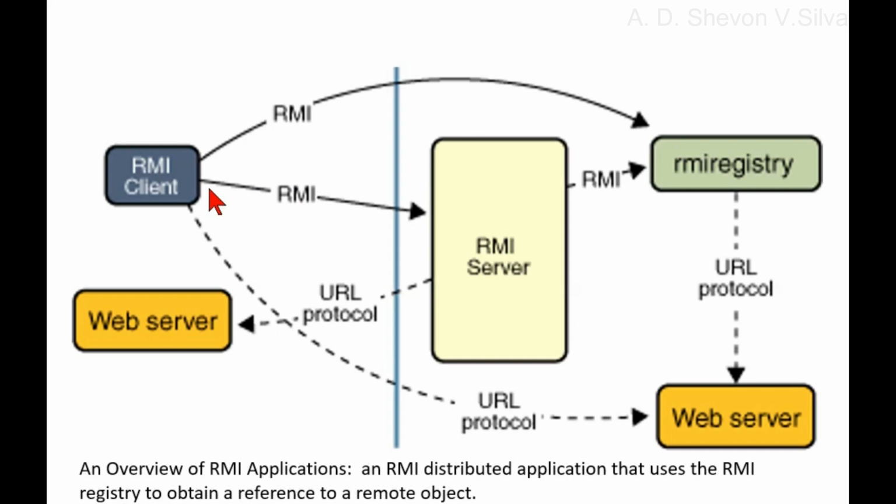This illustration also shows that an RMI system uses an existing web server to load class definitions from server to client and from client to server, from object when needed.